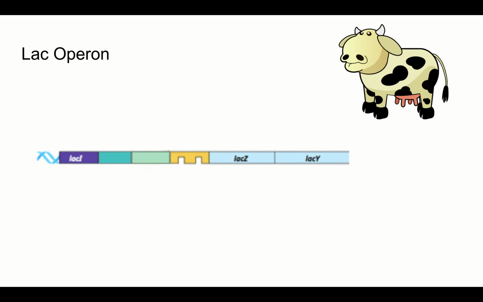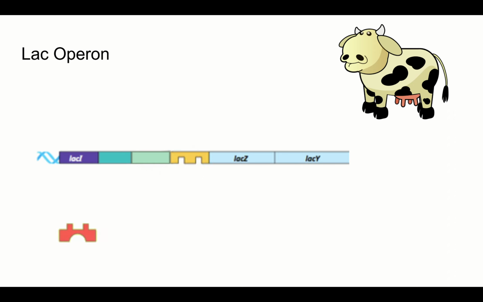Here we have the lac operon. So this lac-I region codes for the operator protein, which is in its active form, meaning that when it goes and binds to the operator, it doesn't allow RNA polymerase to continue transcription, and therefore mRNA for the gene is not created.